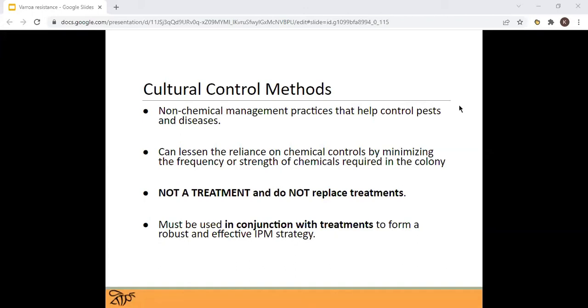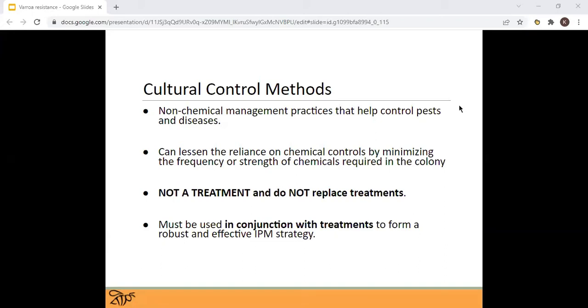So what do I mean when I say cultural control methods? What are they? The first point I want to make here is that they're not chemical controls, nor are they replacements for chemical controls. Cultural controls or cultural management techniques, whichever term you prefer to use, are non-chemical management practices that help control pests and diseases in your colony. They're physical actions that you can apply to your colonies that control mite growth.